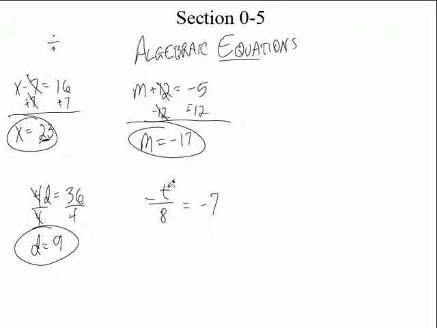All right, it's negative t over 8 equals negative 7. Now again, I want to get t by itself. So I need to get rid of the negative, and I have to get rid of the 8. Now, what's this 8 doing to that t? How do you get rid of something that's being divided? You multiply. Okay, so watch. I multiply by 8, and I come over here and I multiply by 8.